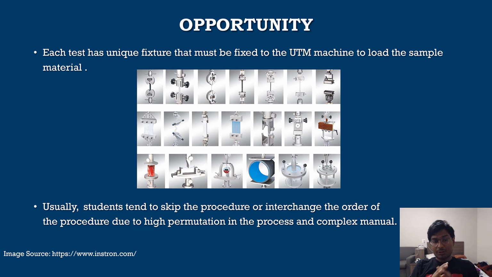You can see the UTM has almost 20 to 30 fixtures, so a normal student can get confused about which fixture he has to use for which test. So we thought it's better to make an AR-based assistant so that he can rapidly test any sample and any test seamlessly. Usually students tend to skip procedure or interchange the order of the procedure due to the high permutation involved in the testing process and the complex manual which may mislead him.